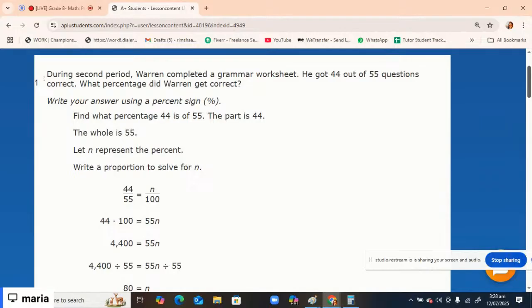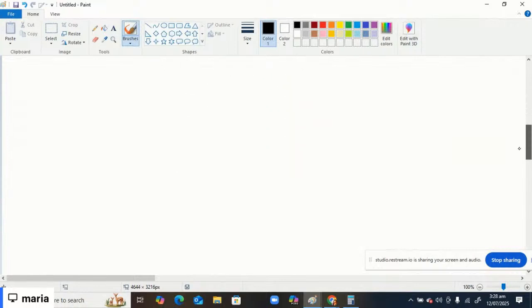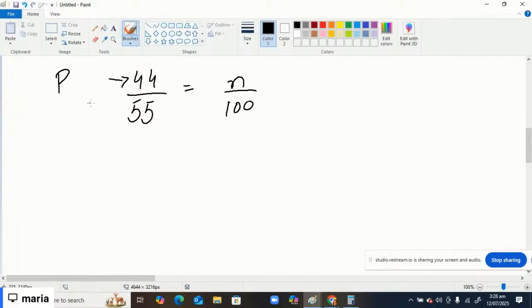During the second period, Warren completed a grammar worksheet. He got 44 out of 55 questions. Okay, 44 out of 55. What percent did Warren get correct? So 44 out of 55, and that is equal to n over 100. This is the part, that is the whole, and n over 100. Now just cross multiply with each other.